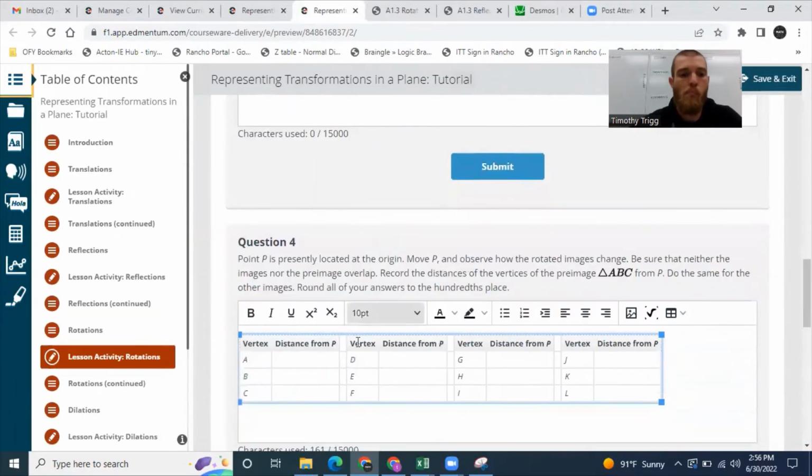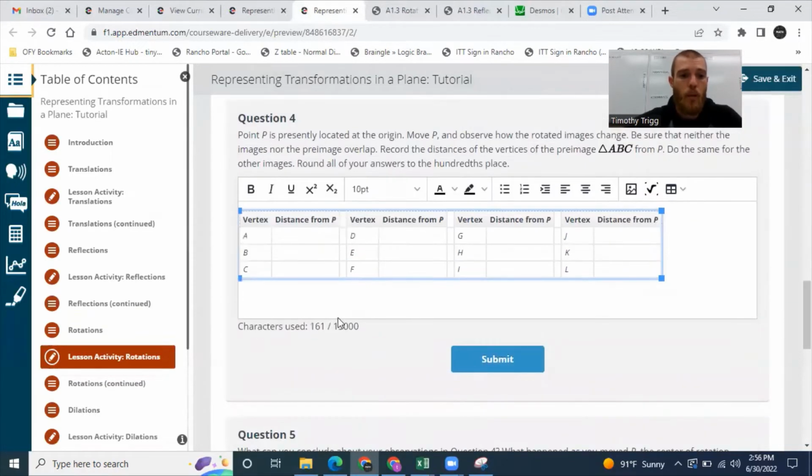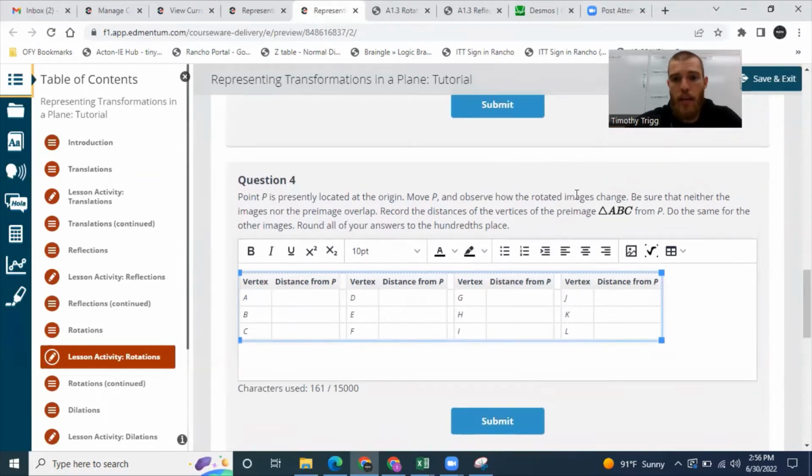Question 4. Point P is presently located at the origin. Move point P and observe how the rotated images change. Be sure that neither the images nor the pre-image overlap. Record the distances of the vertices of the pre-image triangle ABC from point P. Do the same for the other images. Round all your answers to the nearest hundredth place. That means 2 decimal places.